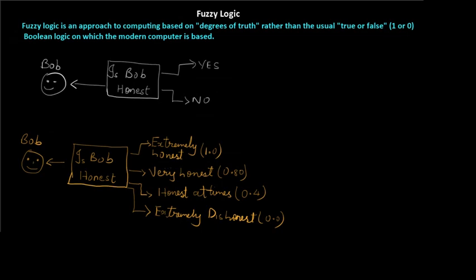So I have drawn two diagrams. The first one is a case of traditional logic. We have a person named Bob over here, and we have a question: is Bob honest? We have two answers which are mutually exclusive, that is yes and no. This is a binary logic concept wherein we only have two answers. This would represent 1 and this would represent 0. So this is the traditional or binary logic concept.